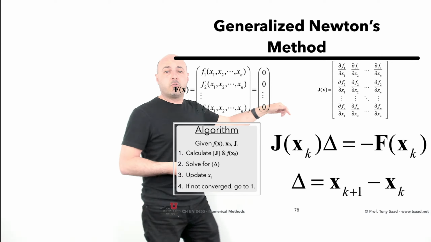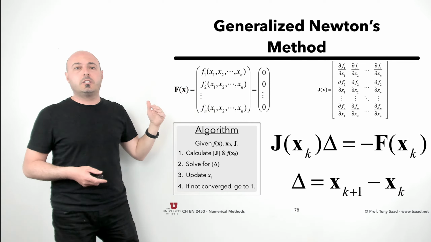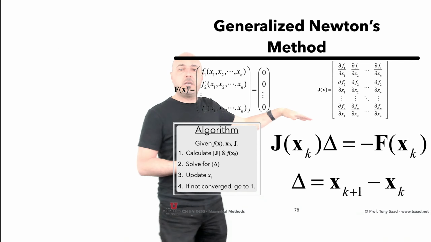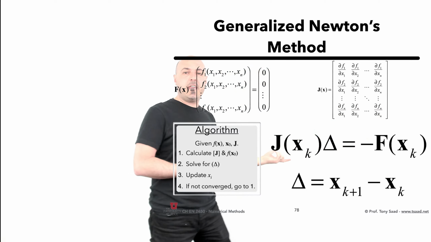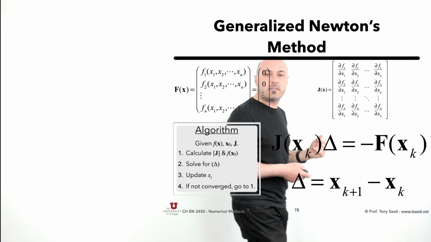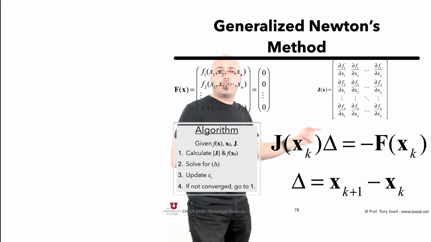You just simply need to solve for the delta, which is the distance between the new iteration, the improved guess, and the current guess, using this system of equations: J at xk times delta equals minus f at xk. And f is again this vector of residual functions. J is your Jacobian matrix.